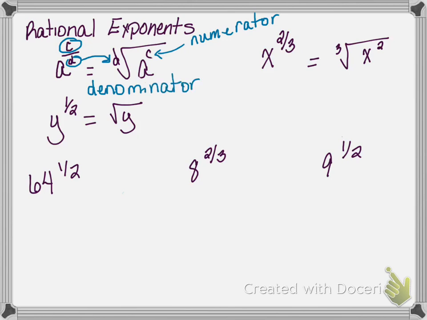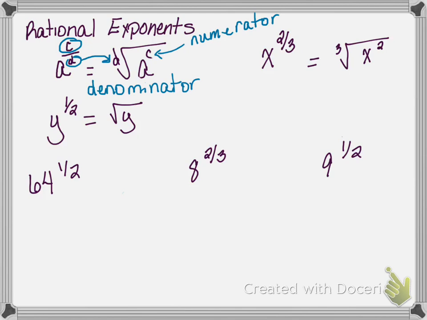So here I've got x to the 2/3. My numerator goes inside the radical, so that's x squared. My denominator is the index of my radical. So you read that as the cubed root of x squared. 1/2 is your most famous rational exponent, and what the 1/2 means is the square root of y. Let's look at some of these.